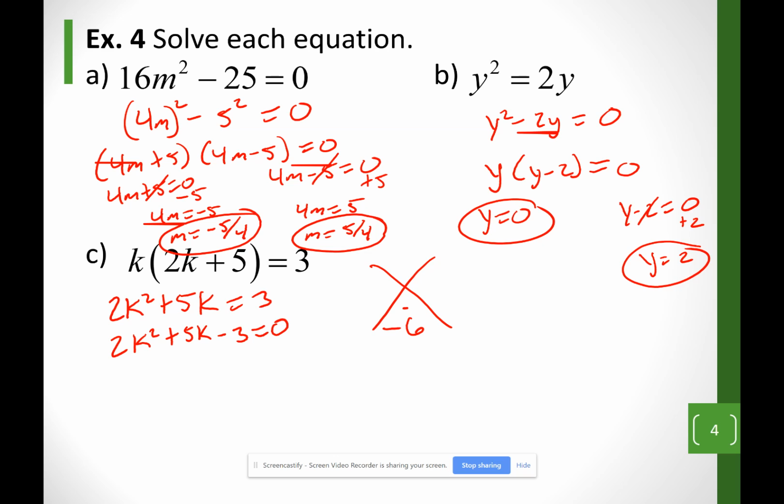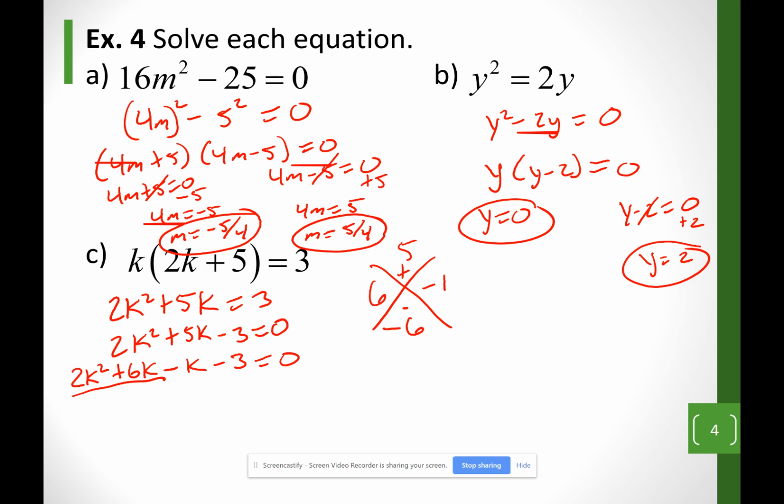So again, I'm looking for two numbers that multiply to -6 and add to 5. So I'm thinking of 6 and -1. That is how I'm going to split my middle term. So I have 2k squared plus 6k minus 1k minus 3 is equal to 0.